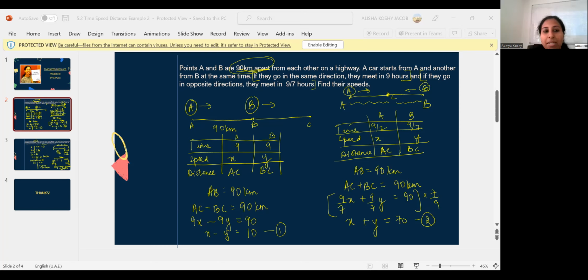I'm assuming the time for both of them is 9. I'm assuming the speed of car A to be x, and the speed of car B to be y. So I know 9x minus 9y must be 90. So I get one equation here: x minus y equals 10.